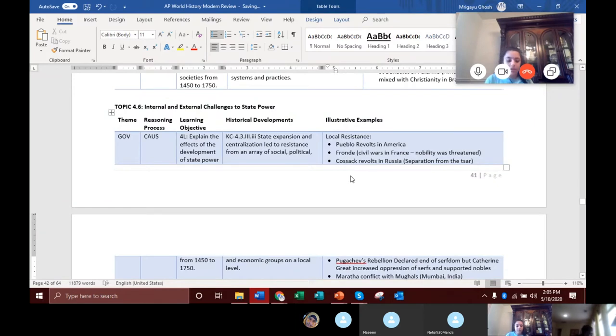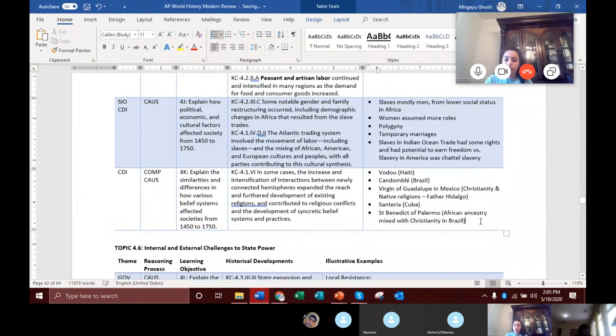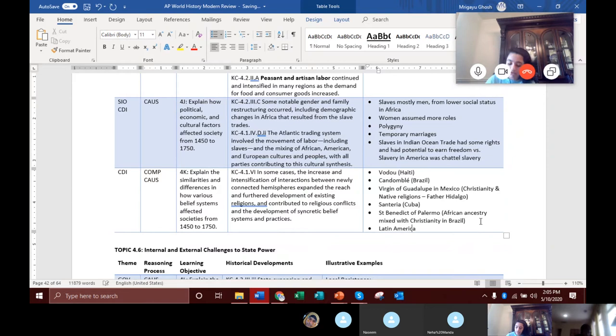What about something else that I found called the Cult of Saints in Latin America? And there's also something called the Florentine Codex and the Mesoamerican Codices.